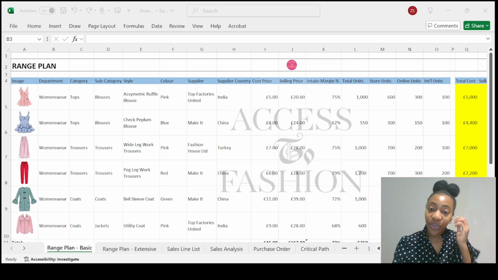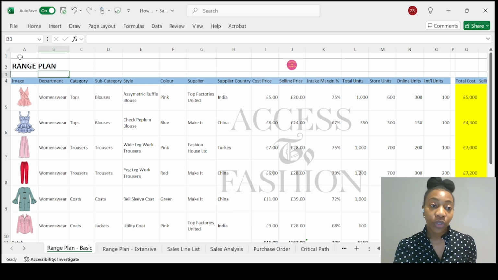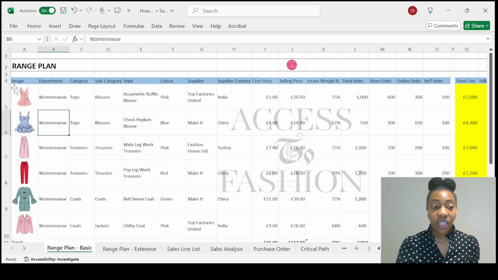As we all know, the range plan is what we would call your fashion Bible. It's the complete and utter bread and butter of the buying and merchandising team. This is where each style begins and ends. We see a style's journey from its range plan. So we start off with the styles. This is a range plan that has images on it, so these would be your designs.